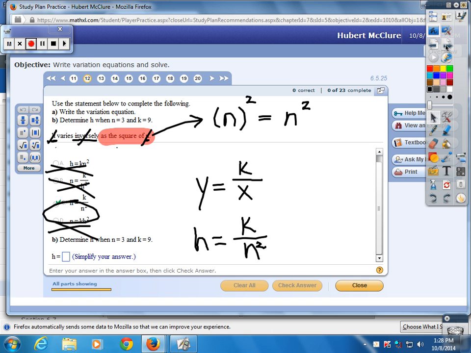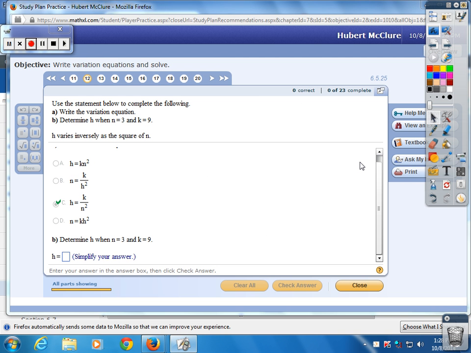All right? So, H is equal to K over N squared. And what do they give us? They give us N is equal to 3. I'm sorry, that's supposed to be N. Oh, this is supposed to be N. H is equal to 9 over N cubed, which is 3 squared, sorry. So what is H?